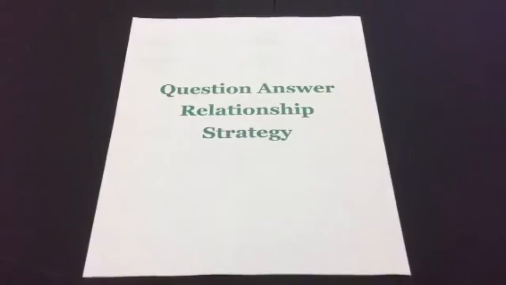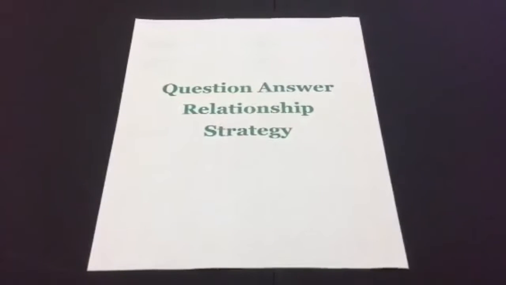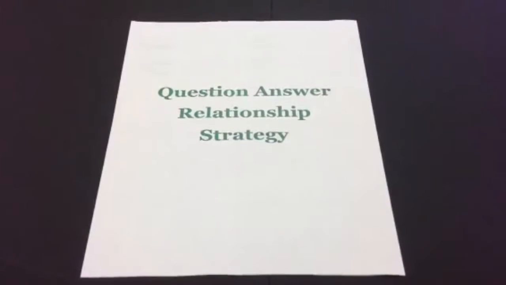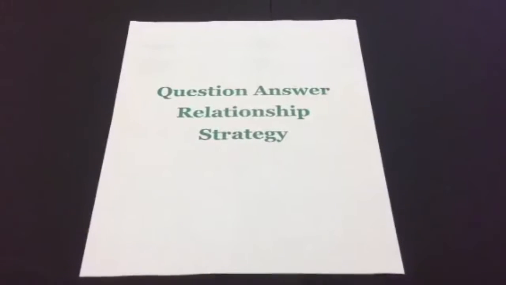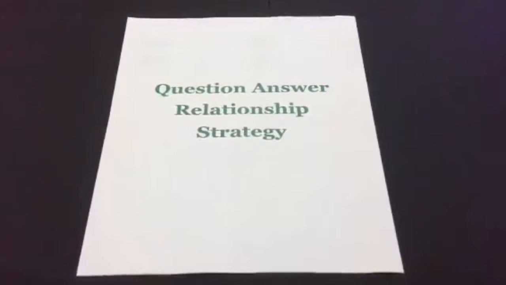QAR is a reading strategy that teaches students how to ask questions about their reading and where to find the answers to those questions. Using this strategy, students begin to understand that there are different types of questions, and when confronted with a question, the answer will either come from the text or from what they already know.